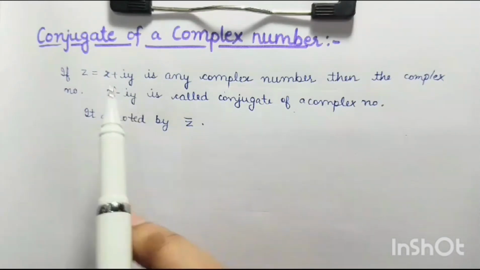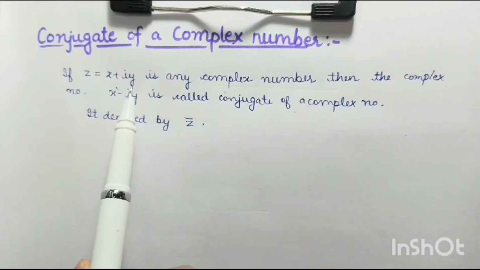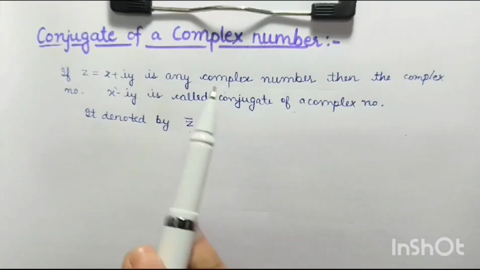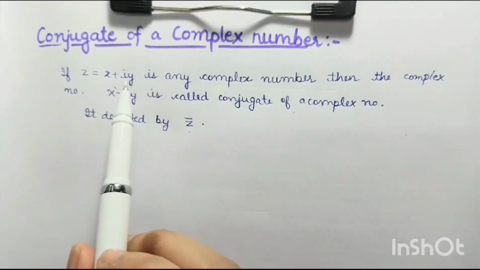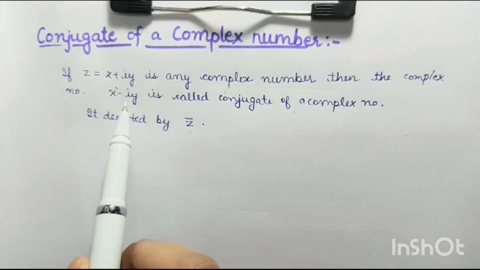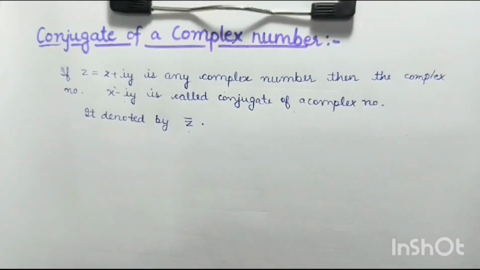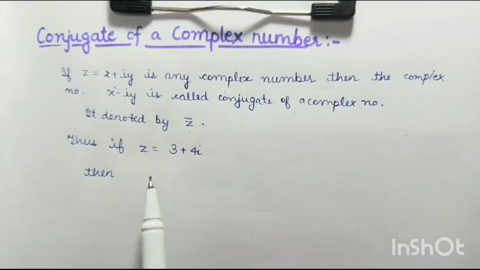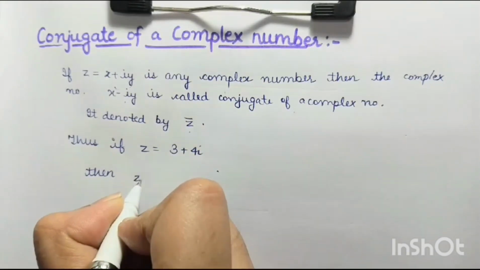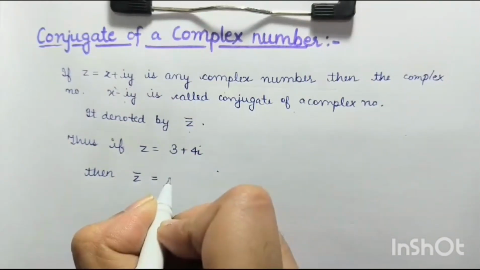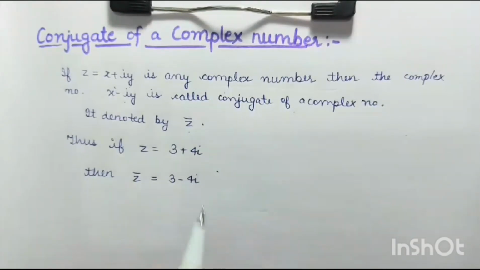That is, if we have z as a complex number, then z bar is its conjugate, and its sign is changed from plus to minus. So if we have z equal to 3 plus 4 iota, what will be its conjugate? We will find it now. Its conjugate is 3 minus 4 iota. So this is the conjugate of this z.